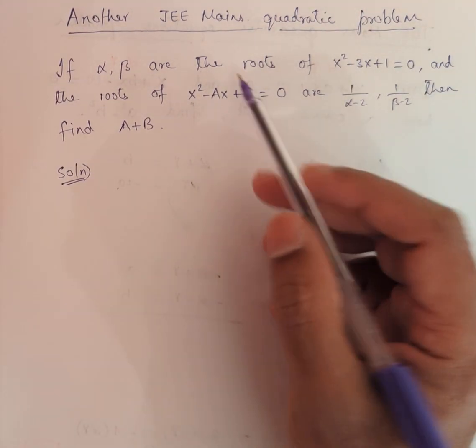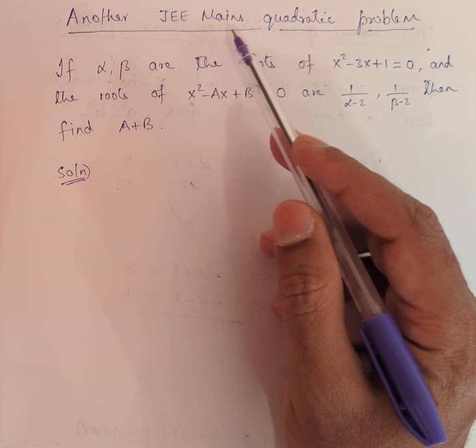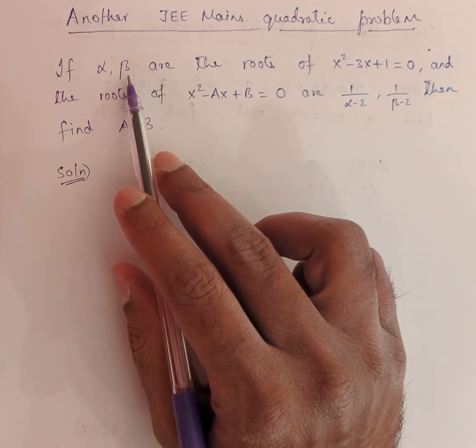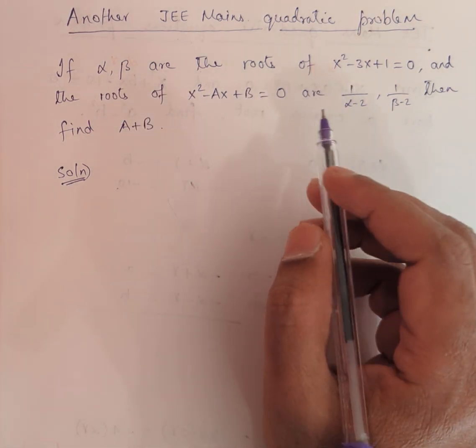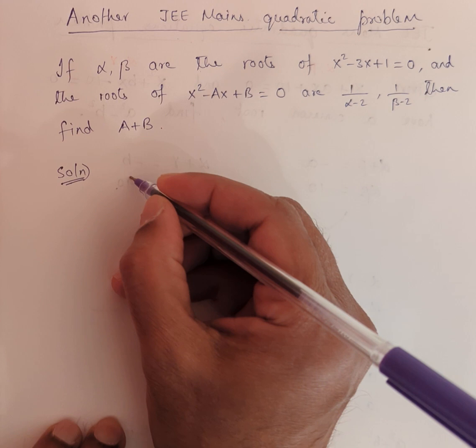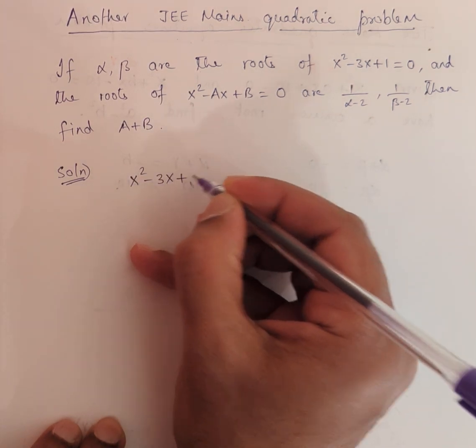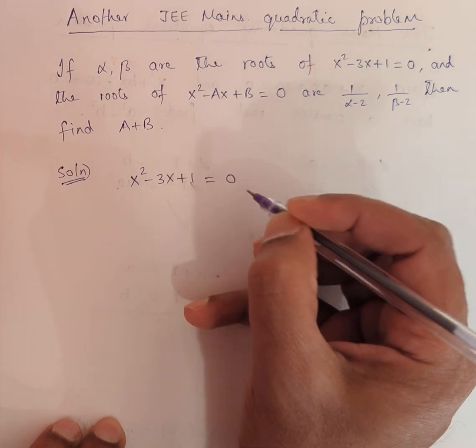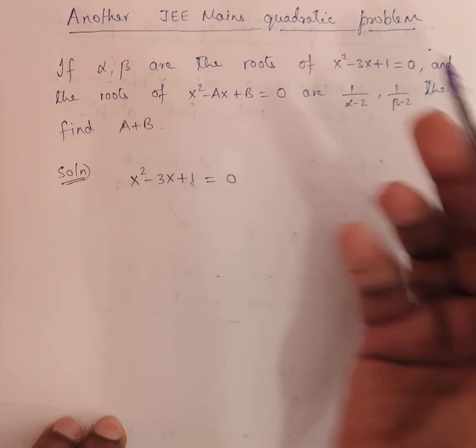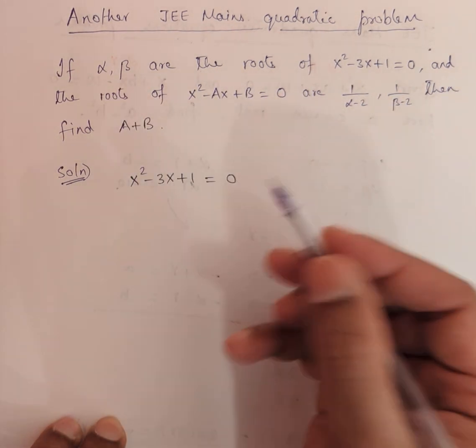Here is a quadratic equations problem from JEE Mains. It says if alpha, beta are the roots of x square minus 3x plus 1 equals 0. So let's write that down: x square minus 3x plus 1 equals 0, and alpha, beta are the roots.